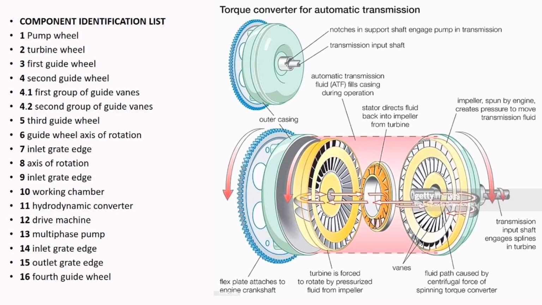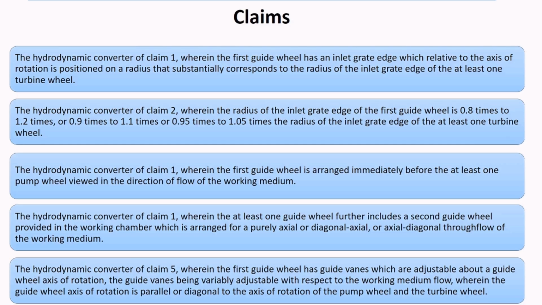In this we have pump wheel, turbine wheel, first guide wheel, second guide wheel, and so on to the fourth guide wheel, in which there is the axis of rotation at the 8 point and the inlet grate edge also. So now this is the basic, this is the main part of this patent, which is the hydrodynamic converter. So claim number 1 is the hydrodynamic converter, wherein the first guide wheel has an inlet grate edge which, relative to the axis of rotation, is positioned on a radius that substantially corresponds to the radius of the inlet grate edge of at least one turbine wheel.